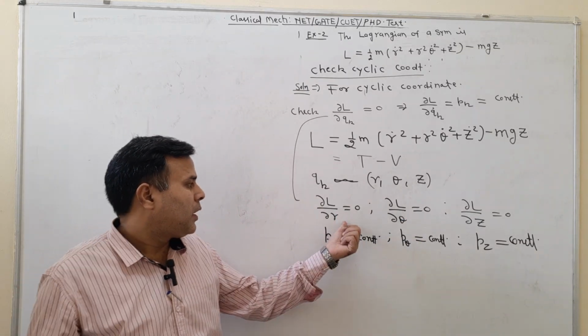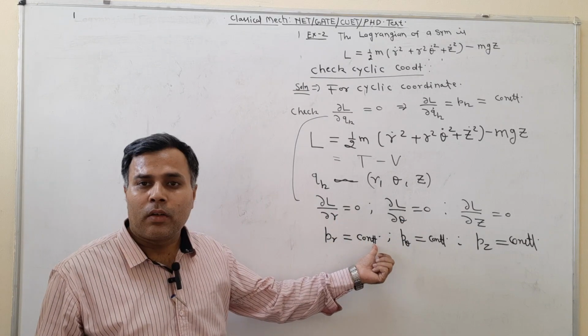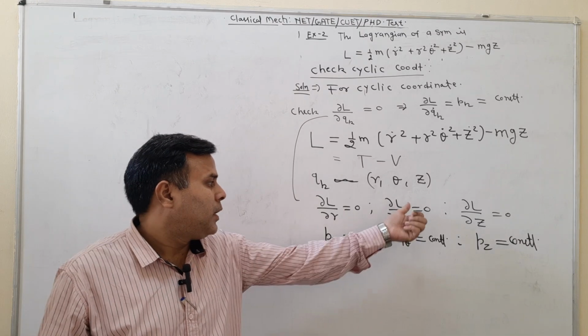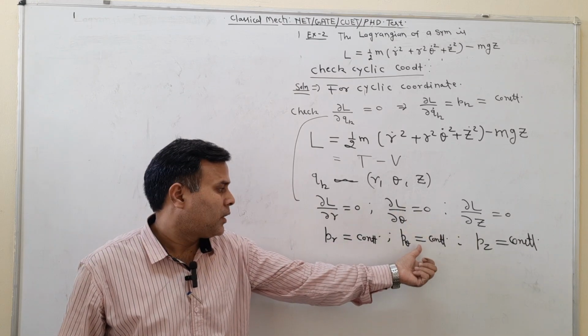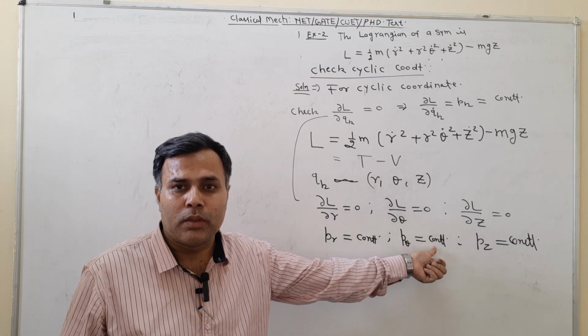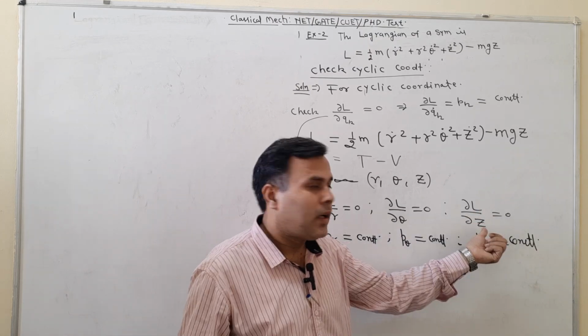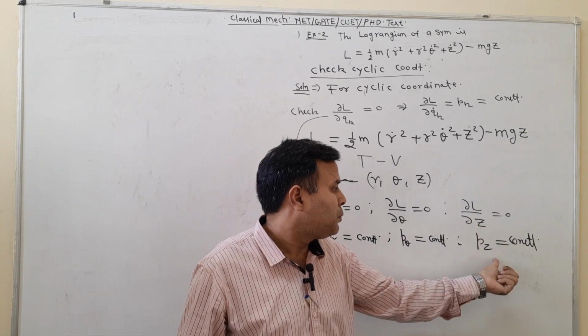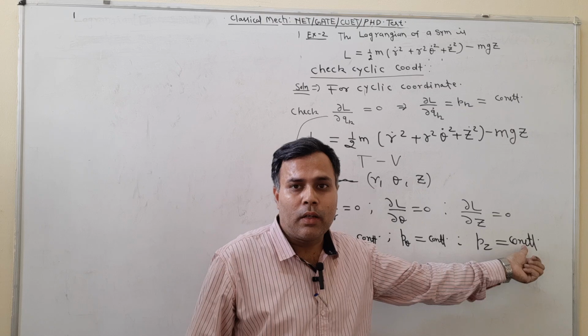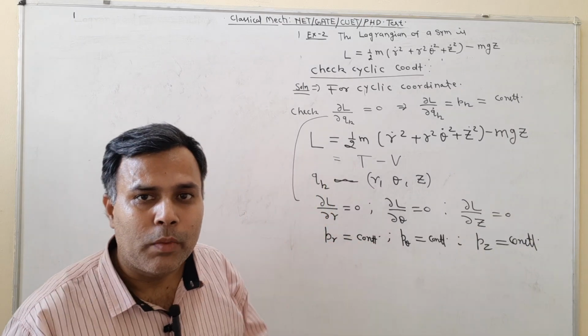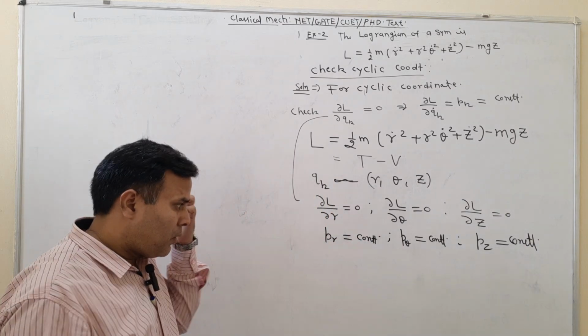If del L upon del r is 0, then Pr is conserved, constant. If del L upon del theta is 0, then the corresponding P theta is a constant of motion, conserved. If del L upon del z is 0, then the corresponding Pz is a constant of motion, and the corresponding momenta is conserved. So let us check it one by one.